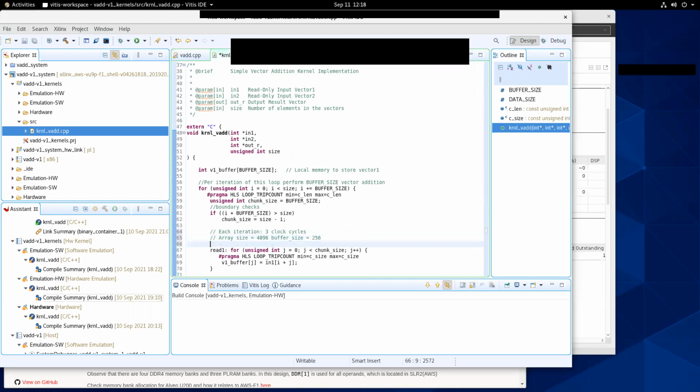So the number of iterations will be 4096 divided by 256. How much is it? It is 16.